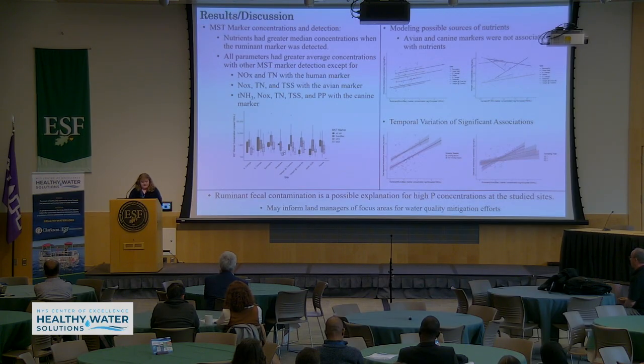So the major takeaway is that the relationship between ruminant fecal contamination and tributary phosphorus concentrations suggests that ruminant fecal contamination is a possible explanation for those high phosphorus concentrations in the studied sites. And we hope that the results of this study may inform land managers of focus areas for water quality mitigation efforts.